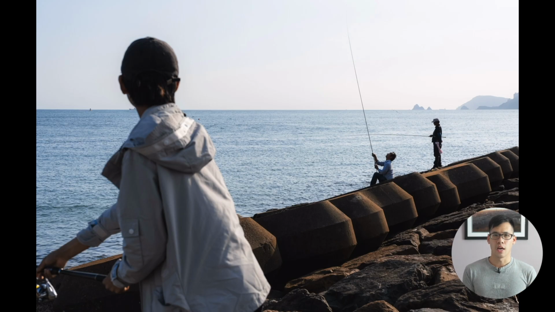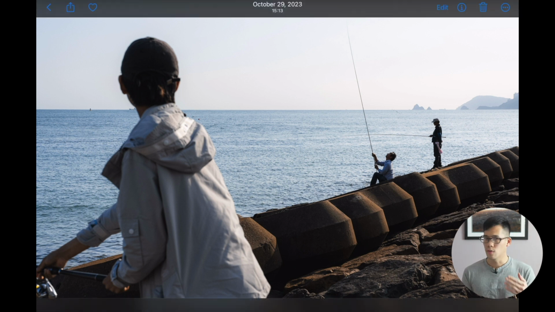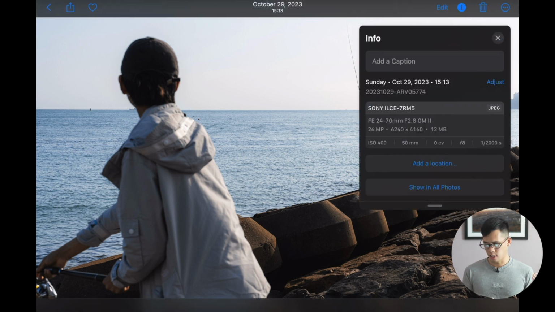So with the final shot, this was taken at Hongdae Beach, and this was a fishing part of the actual beach itself. And again, before I get more into the photo, let me talk about the gear and the settings. So this photo, again, I took it with my A7R5 and I took it with my 24-70 GM2. I took it at 50mm, f8, 1/2000th of a second, ISO 400.